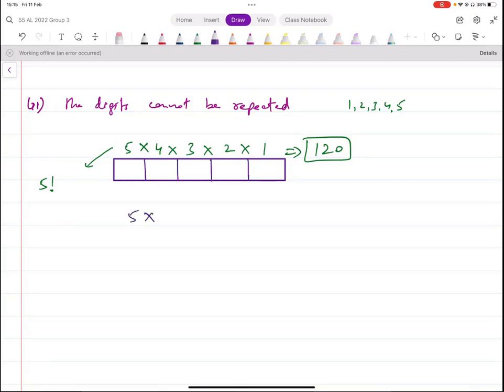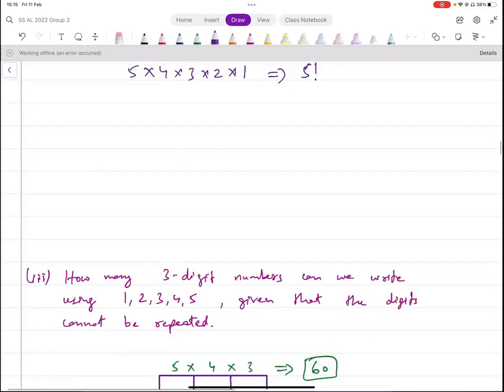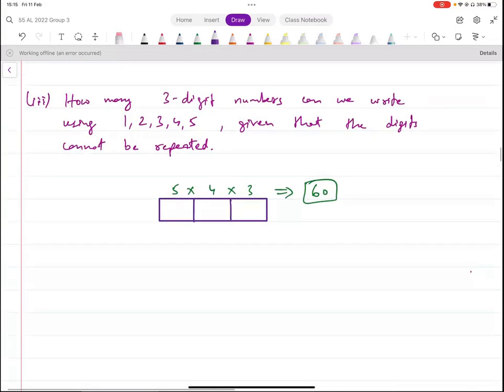What would we do here? We say 5 into 4 into 3 into 2 into 1. And this, another way to write this is 5 factorial. But then we did another case. We had 5 integers, 5 digits, and only 3 places for them. So we said 5 into 4 into 3. यहाँ पे factorial हम नहीं use कर सकते थे because the number of objects that we were placing and the number of places that we had for them, they were not the same.